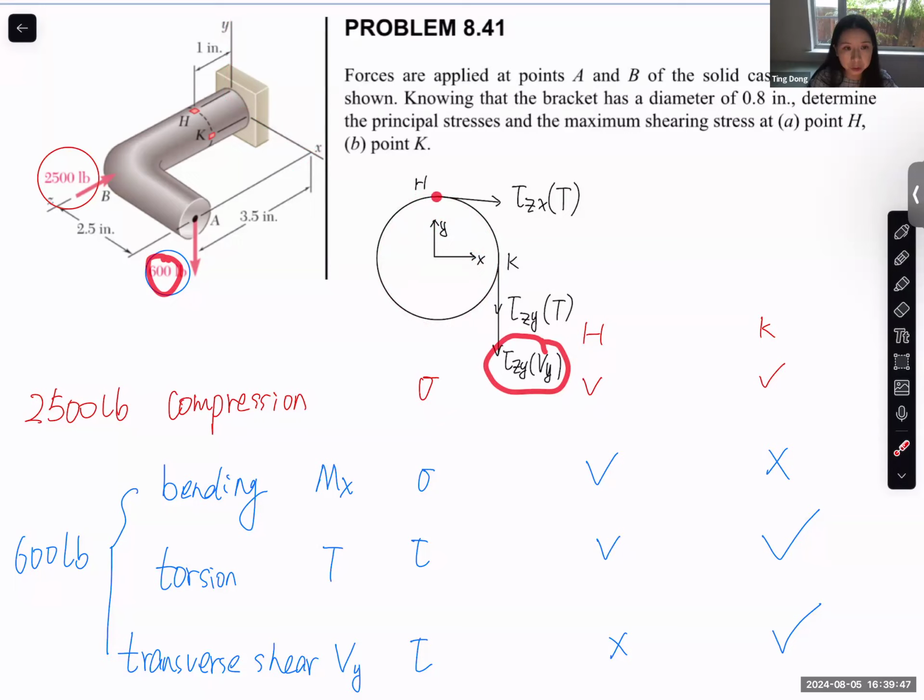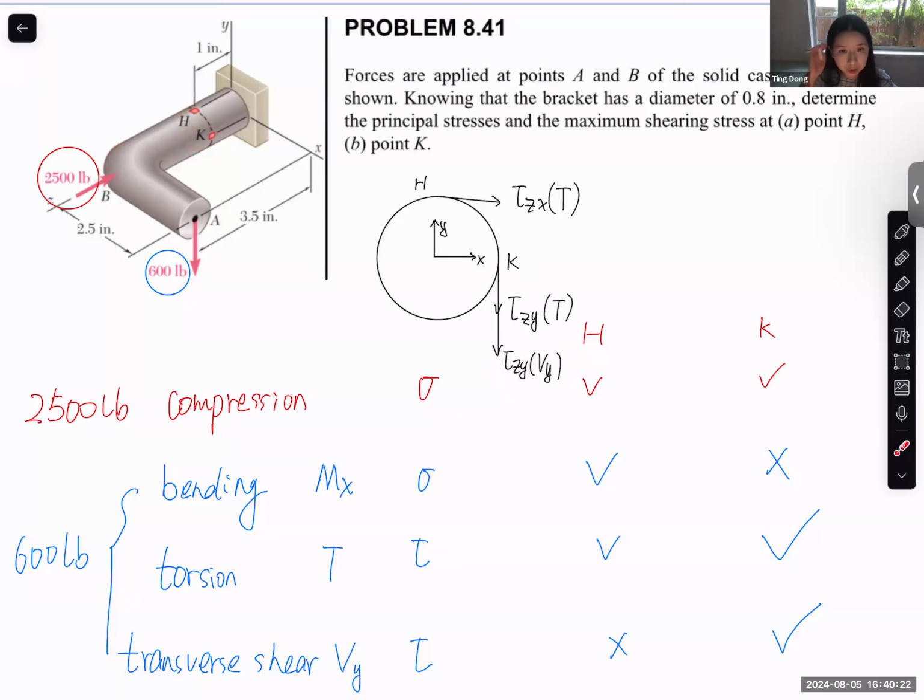So H for the transverse shear is equal to 0. At K point is not 0, is maximum. At K point, K is on the neutral surface in terms of this transverse shear. And it should be downward. So for this component, it is on the positive Z plane, this is Z direction, positive Z plane and negative Y direction. So this tau ZY should be a negative value in terms of our coordinates.